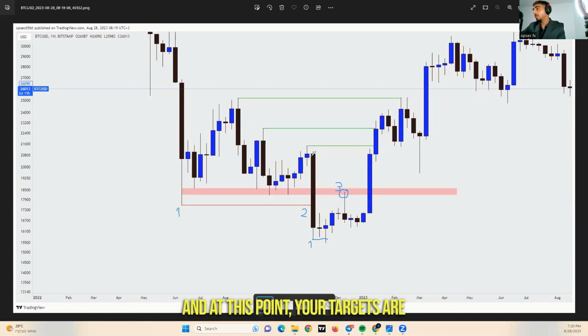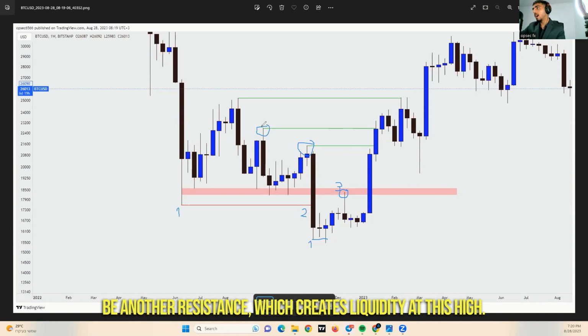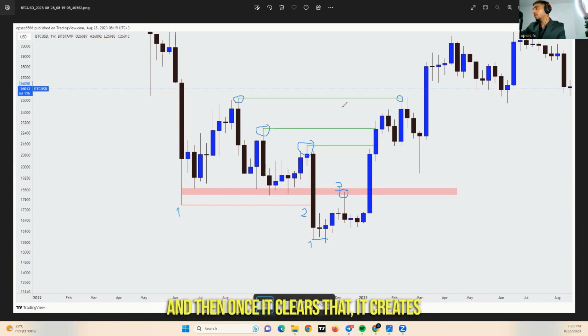And at this point, your targets are going to be, first, a level of resistance. Then once price gets up here, there's going to be another resistance which creates liquidity at this high. And then once price gets there, it reaccumulates real quick to create more liquidity at this high. And then once it clears that, it creates a double top, which creates liquidity up here. So once price rejected over here, I also called another move up.